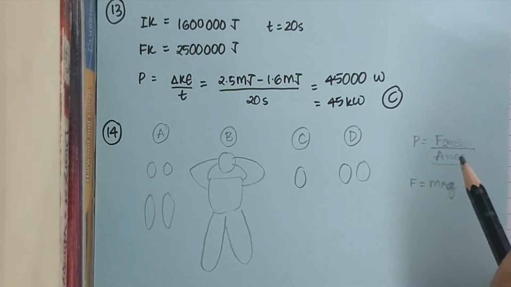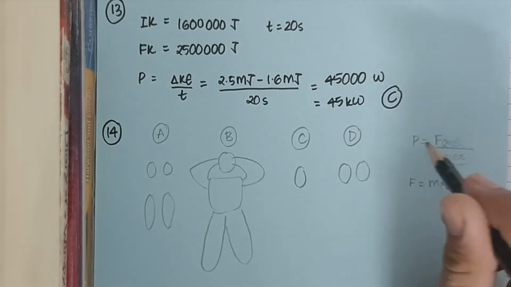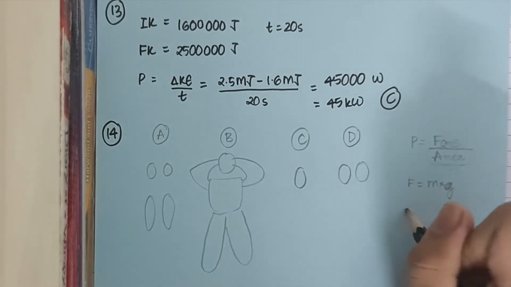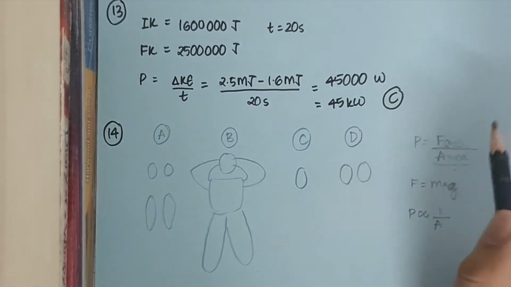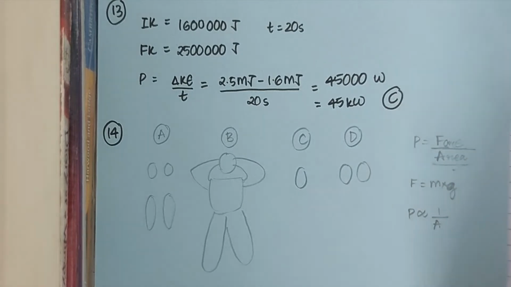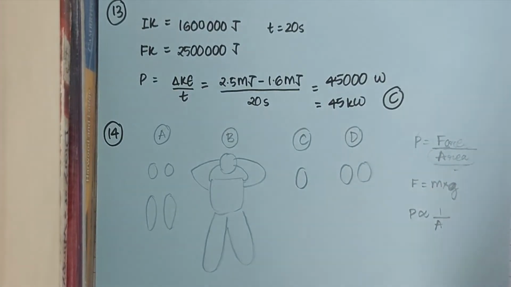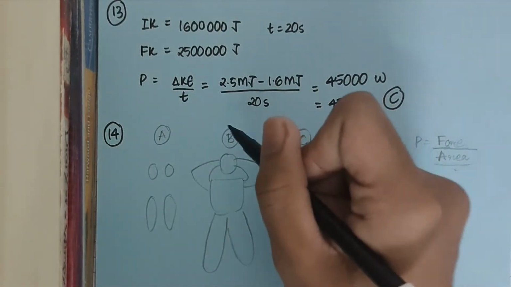Now thinking about area, the higher area we have, the lower the pressure. Because of this formula, P is inversely proportional to area. That's how fractions work. And therefore we need the highest area to get the lowest pressure. And seems like B is our answer because it has the highest area.